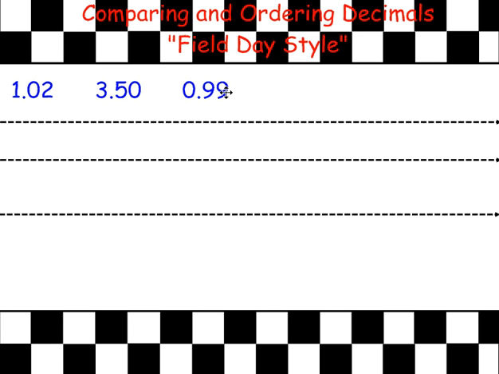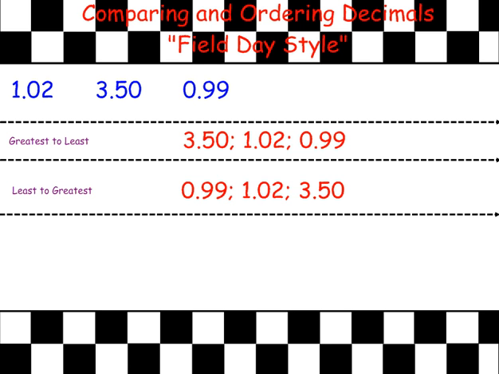So what we're going to do is, if I asked you to order this from greatest to least, we would pick 3 and 50 hundredths first. Oh, sorry, I put these in order from greatest to least, which has 3 and 50 hundredths as the greatest, and 99 hundredths is the least, and 1 and 2 hundredths is the middle number. Now we're going to order the same 3 numbers from least to greatest. And there you go.